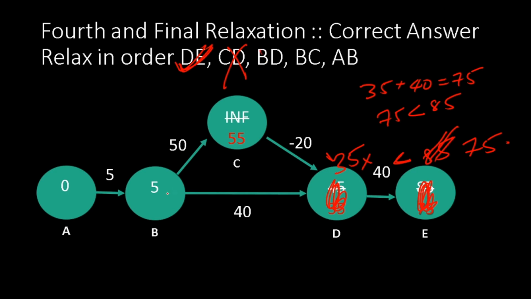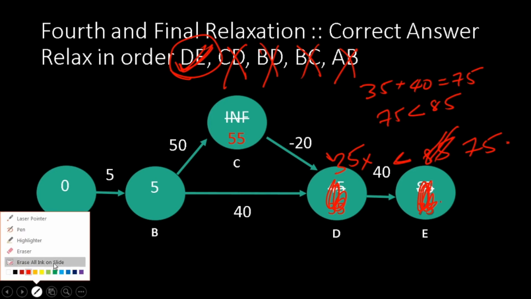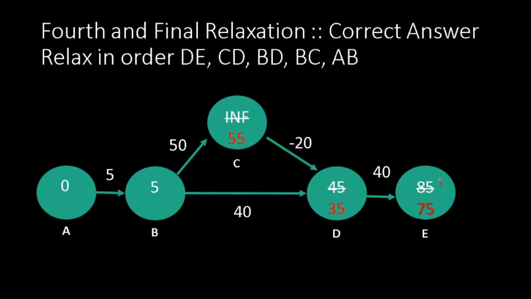Not even in the previous step. 5 plus 50 is equal to 55. BC, can you do any relaxation? No. Rather, I just did BD, BC. I confused things, but in neither case can I do any relaxation. AB, no relaxation. So the only relaxation we could do is DE and we updated E. Okay. So after that relaxation, this is what it looks like. Final state. Is that the correct answer?